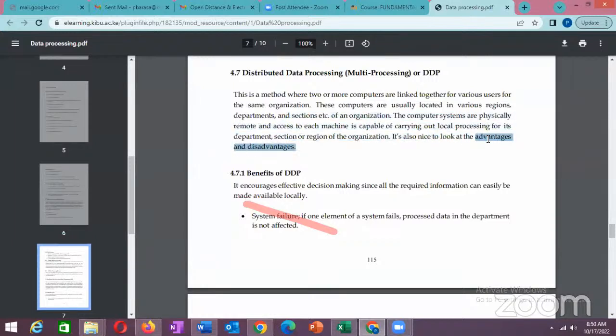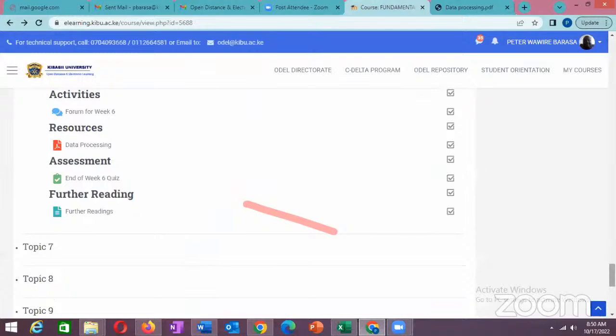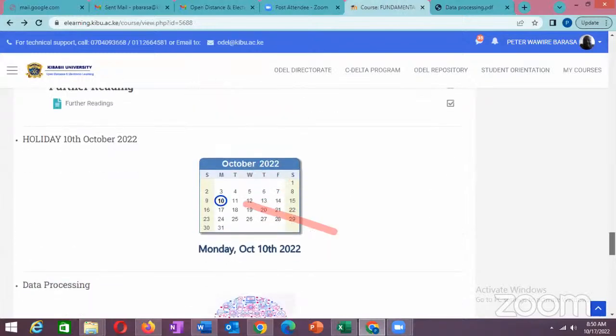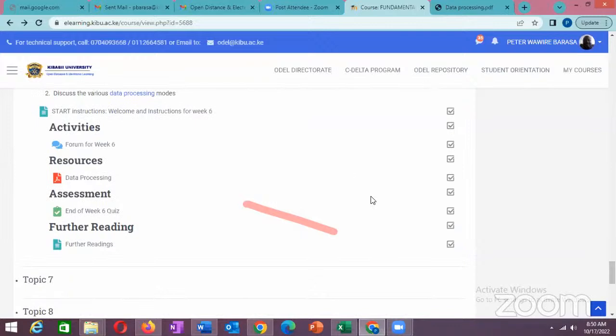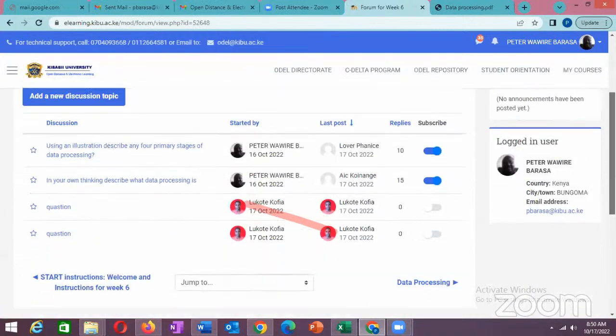Advantages and disadvantages of DTP. So you will discuss that in the forum. I'm adding that so that you can discuss in the forum, and I'll check. Let me just add them directly into the forum so that you are able to. I've added all those questions in the forum.